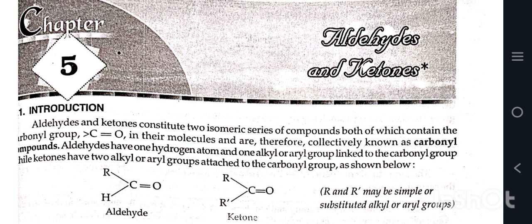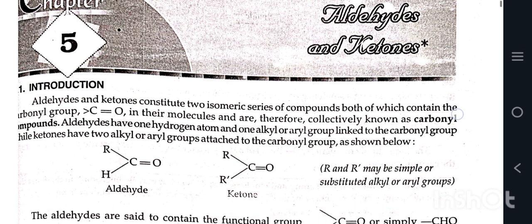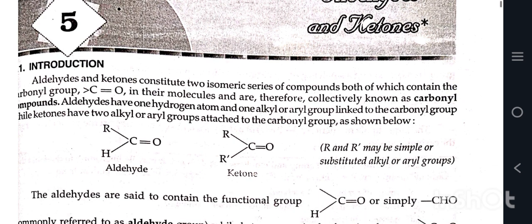Today I am here with the chapter Aldehydes and Ketones. Introduction. Aldehydes and ketones constitute two isomeric series of compounds, both of which contain the carbonyl group, C double bond O, in their molecules and are therefore collectively known as carbonyl compounds.